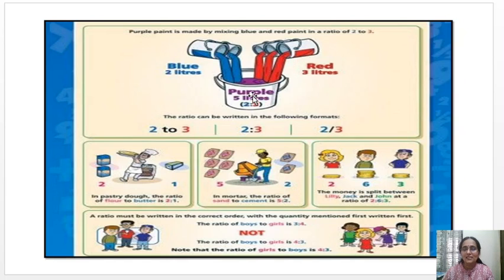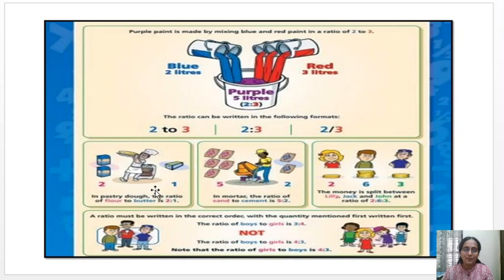We will see one more example. Whenever you have to prepare the purple paint, you need 2 liters of blue paint and 3 liters of red paint. That means 2 cans of blue paint and 3 cans of red paint. By mixing these 2 paints in this standard ratio, you can prepare the purple paint. The standard ratio to prepare the purple paint is 2:3.